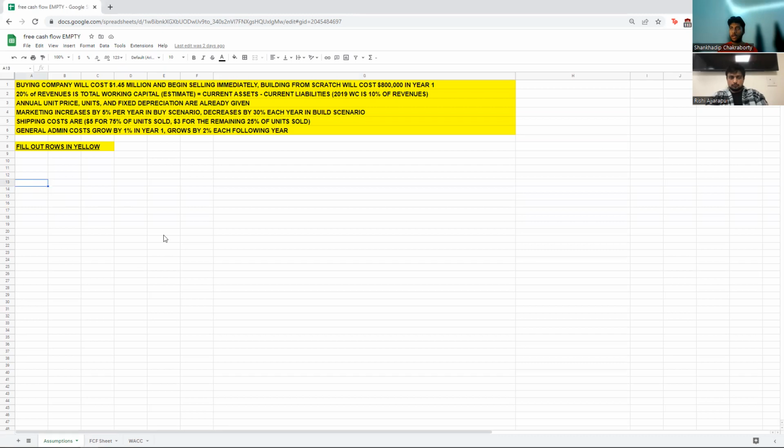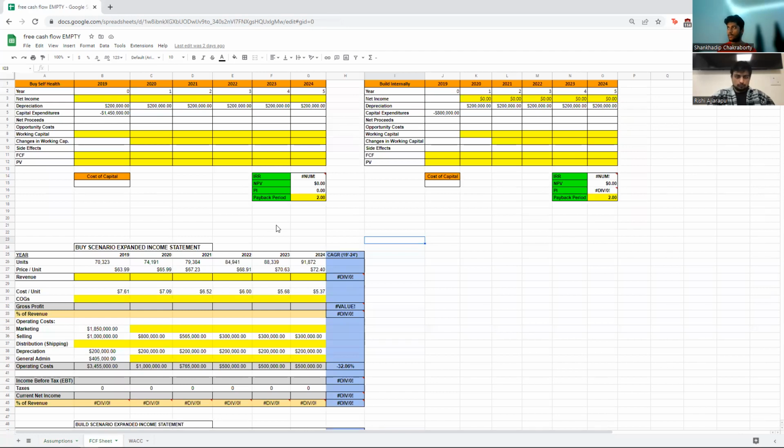But so you should be seeing my assumptions sheet, as it shows in the tab down there. So these are the assumptions, and I'll go over them one by one later on. But I want to show you, this is the assumptions sheet. This is the free cash flow sheet. So I'm going to get rid of self-help, that's from before.